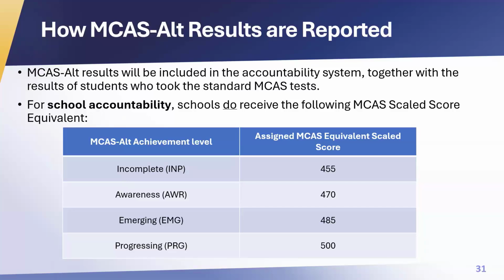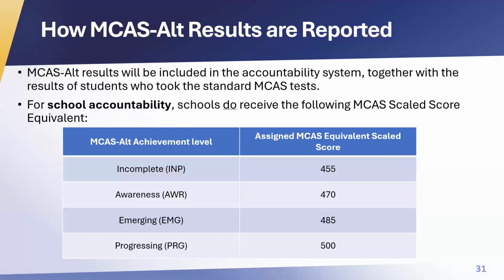As a principal in a building, many principals want to know, how would MCAS-Alt results be included into the accountability system? So you have these students, some of your students are taking an alternate assessment. I imagine not many, but how are they counted? How do these students' results get counted within the accountability system?